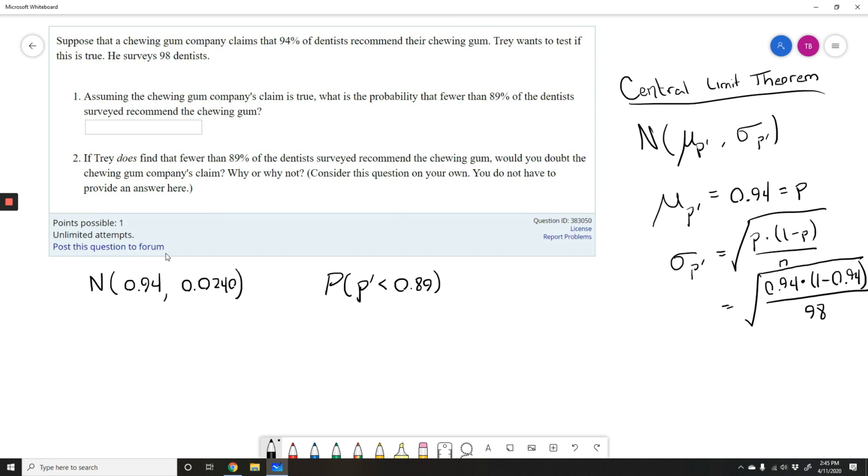Okay, so our z-score is going to be p prime minus mu sub p prime over sigma sub p prime. Remember that mu sub p prime is just our population proportion p, so I'm going to have 0.89, the boundary value I'm interested in, minus the population proportion, which is 0.94, divided by the standard deviation, which is about 0.0240. Okay, so that's going to be my z-score.